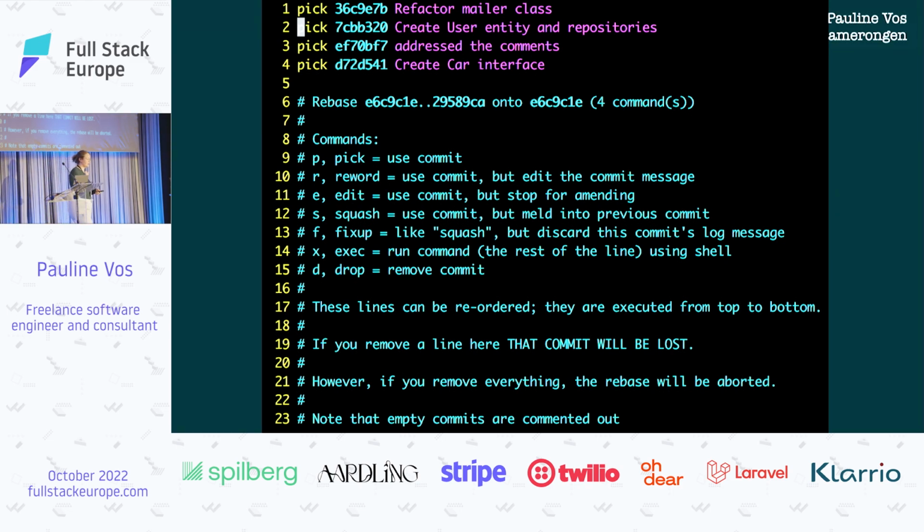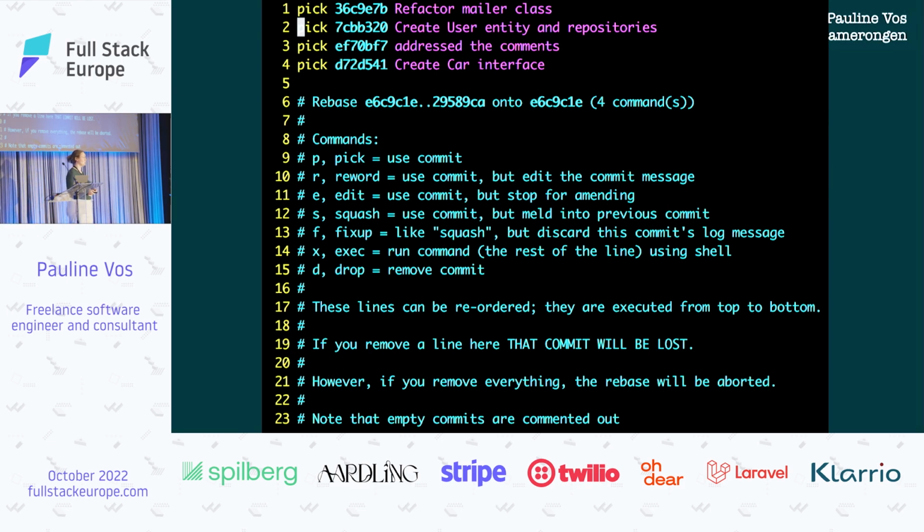And then you can, did you see that pick that's in the prefix? You can change that pick prefix for something else. And you'll see a list of commands under there. You've got pick, which is just normal replay, don't do anything, just like with a regular rebase. Reword, or R, so you can put the whole word or just the letter. So reword is don't do anything with the commit, but change the commit message.